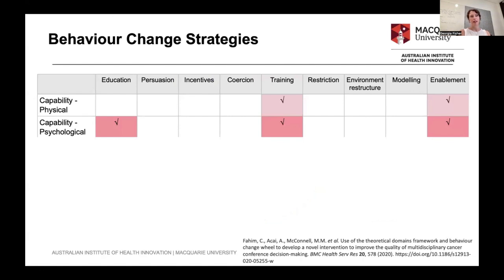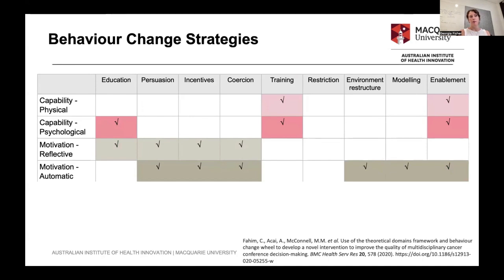And then the nice thing is that once we've identified which aspects of the COM-B are influencing behaviour, there's been a lot of work done in evidence-based strategies to then go and change that behaviour. So if we're looking at capability, physical and psychological, you can see here in the table that to target someone's psychological capability, we might look at education and training, but also enablement and empowerment strategies. To target someone's physical capability, we'd look at training and enablement as well.